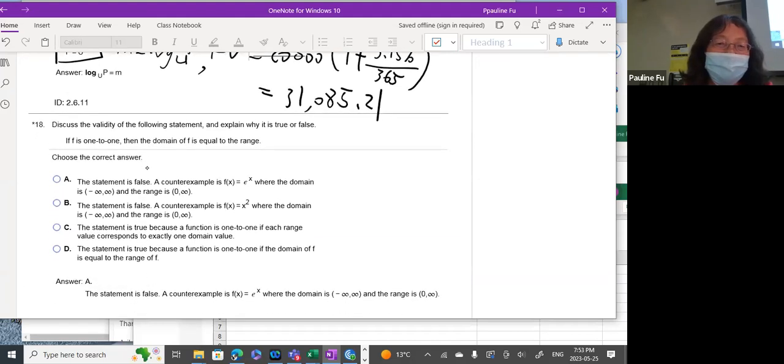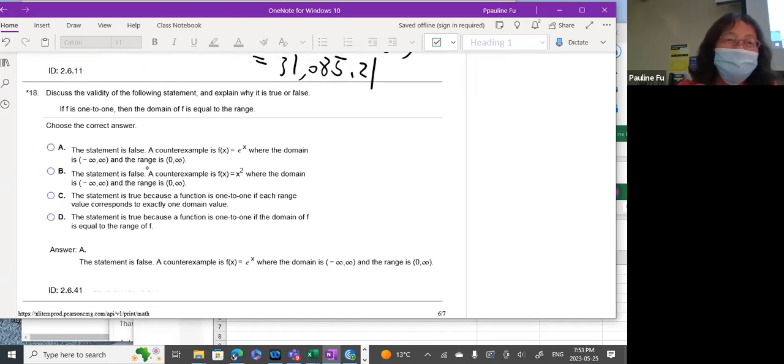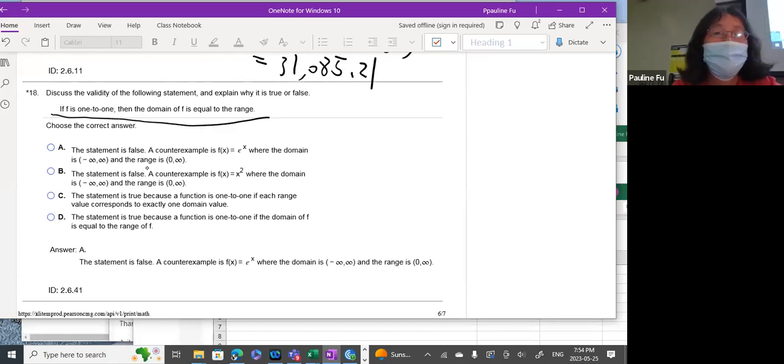Question 18: discuss the validity of the following statement and explain why it is true or false. If f is 1:1, then domain of f is equal to range. Is this true or false? If the function f is 1:1, then the domain equals the range.